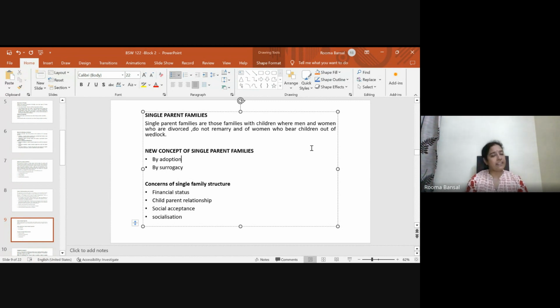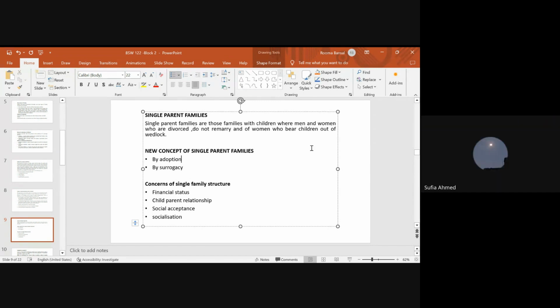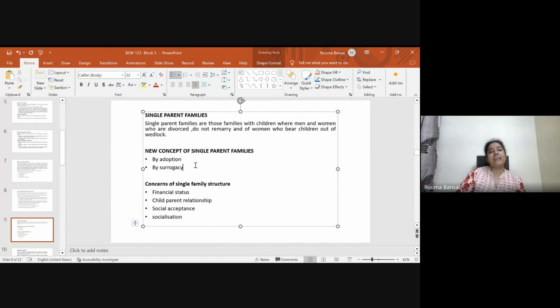By adoption, here we can take the example of Miss World 1994, Sushmita Sen. She has adopted two girl children. Remember, she has two kids. Getting it or not? Yes, ma'am. And the example of surrogacy is another film director, Karan Johar. He has two kids, a boy and a girl, and he got them by surrogacy. He is a single parent of those kids.